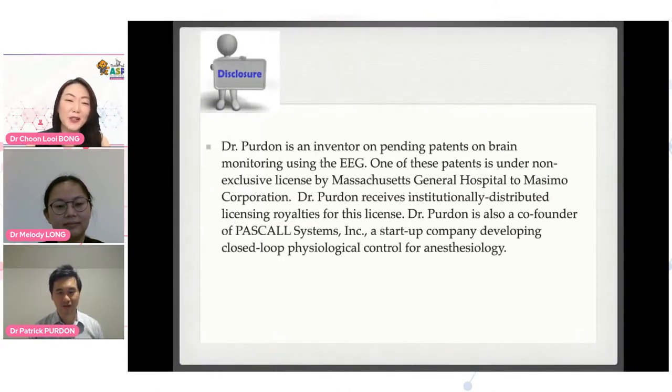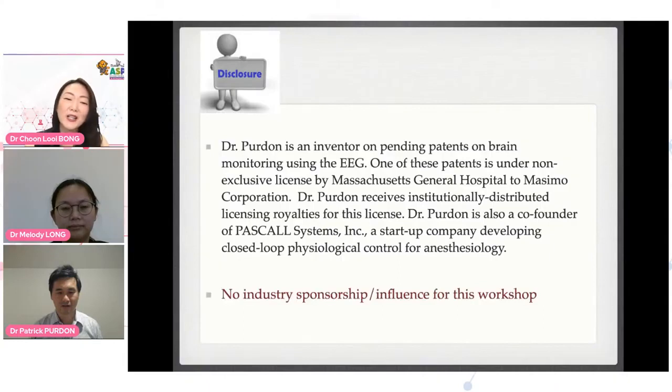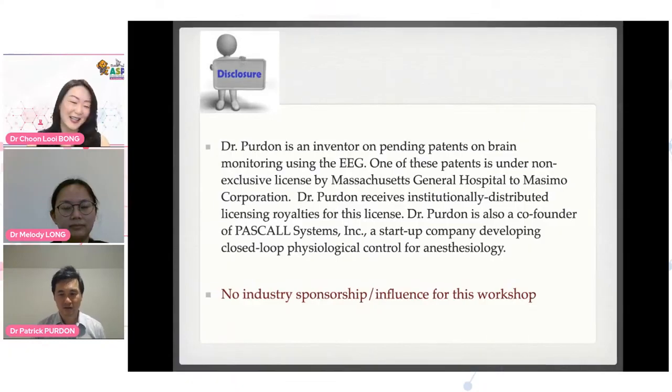So some disclosures first. Patrick mentioned this. He's an inventor, with pending patents on brain monitoring using the EEG, and he's also a co-founder of Pascal Systems Inc., a startup company which develops closed-loop physiological control of anesthesiology. Okay, Melody and I have no conflict of interest, but you'd be glad to know we did not receive any industry sponsorship for this workshop at all. So there's no industry influence for this workshop. So it's all clinical. Okay, great.